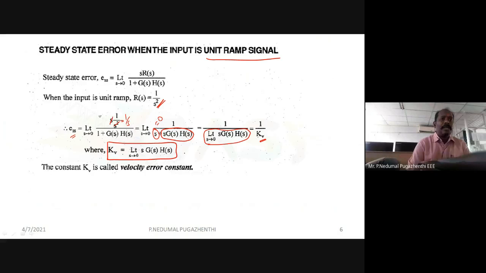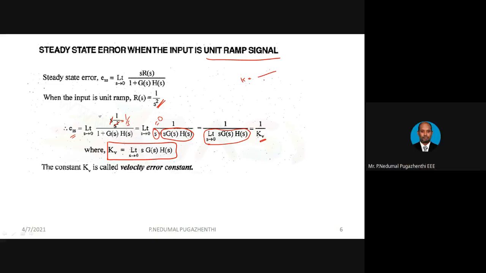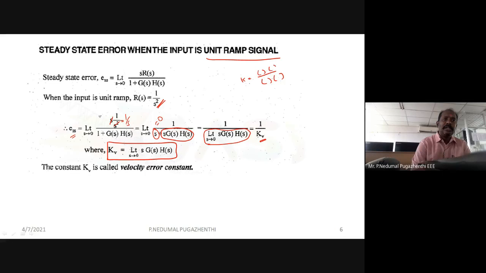Now if I apply that for a type 0 system, what happens? If it is a type 0 system, already we know the general form of my transfer function will look like K times (s plus z1)(s plus z2) divided by (s plus p1)(s plus p2). Now if you substitute limit s tends to 0, you will have z1, z2 divided by p1, p2. You will again get a constant value.